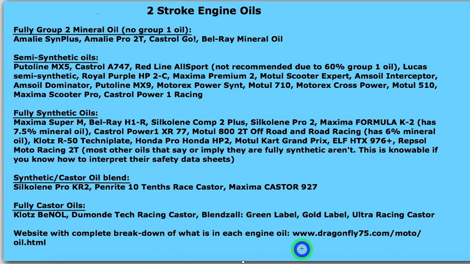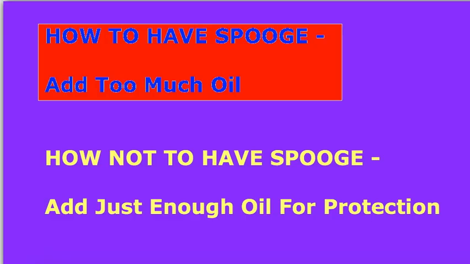Down here at the bottom you see the listing of my website for my engine oils. I completely break down each engine oil, telling you what percentage of what different types of oil are in it. But this is a general grouping of the oils from Group 2 mineral oil, semi-synthetic, fully synthetic, synthetic and castor blend, and fully castor. So the lower on this scale you go, the less oil you need to add to it to protect the engine. And that, my friends, is all there is to it.